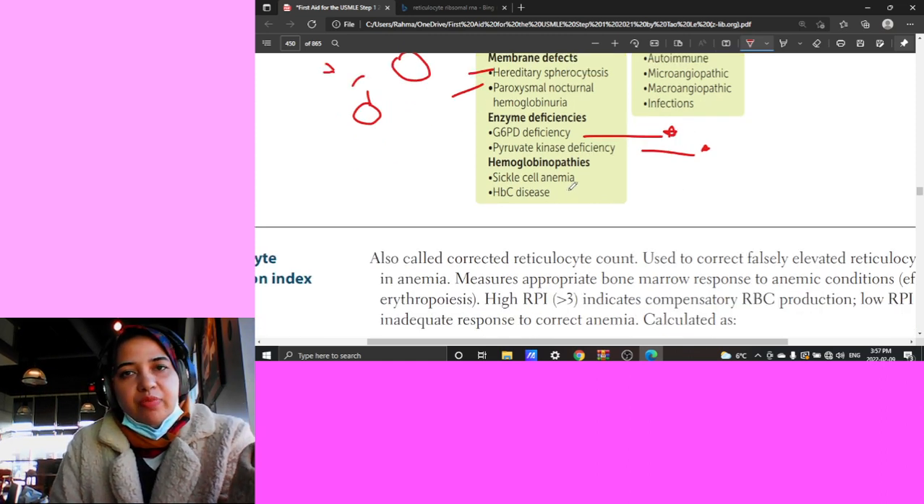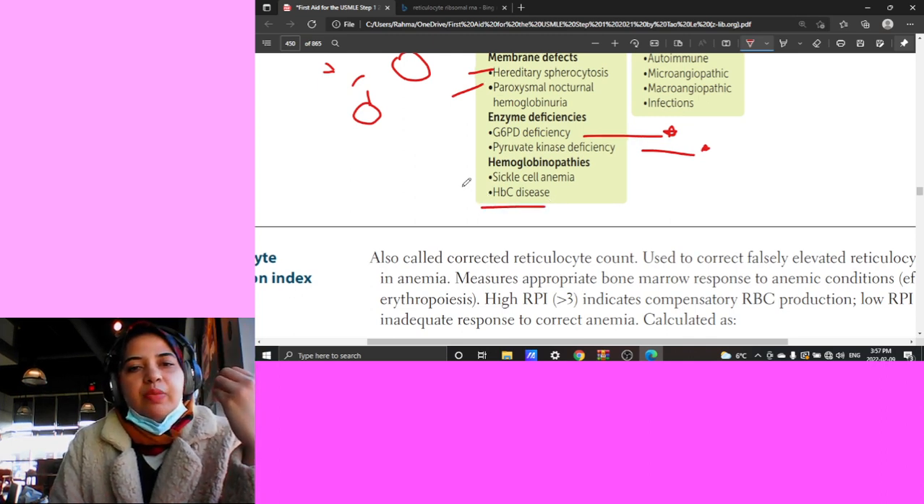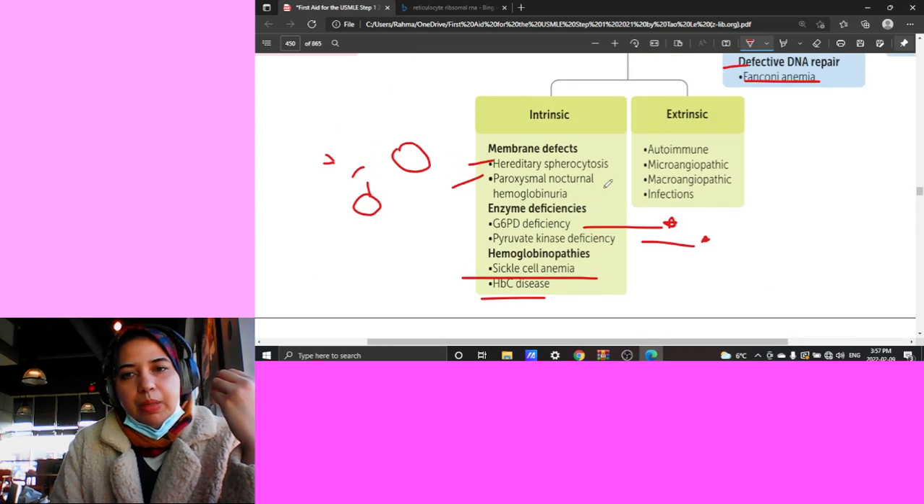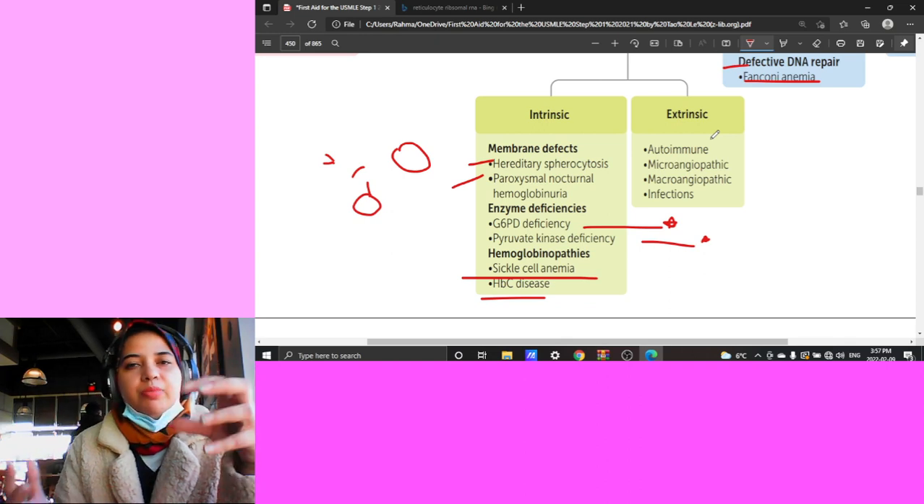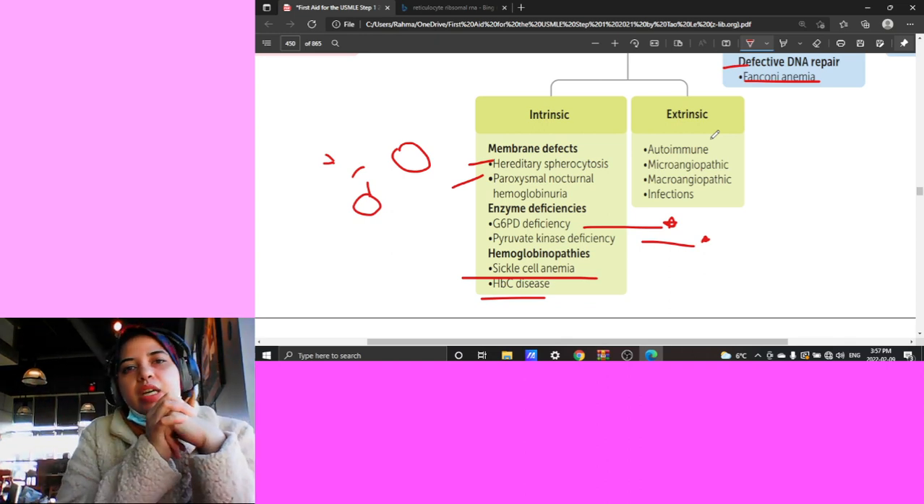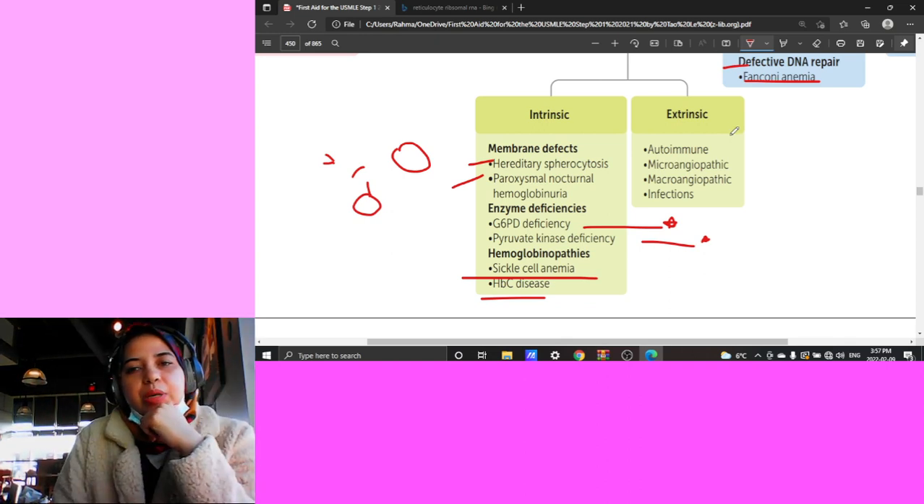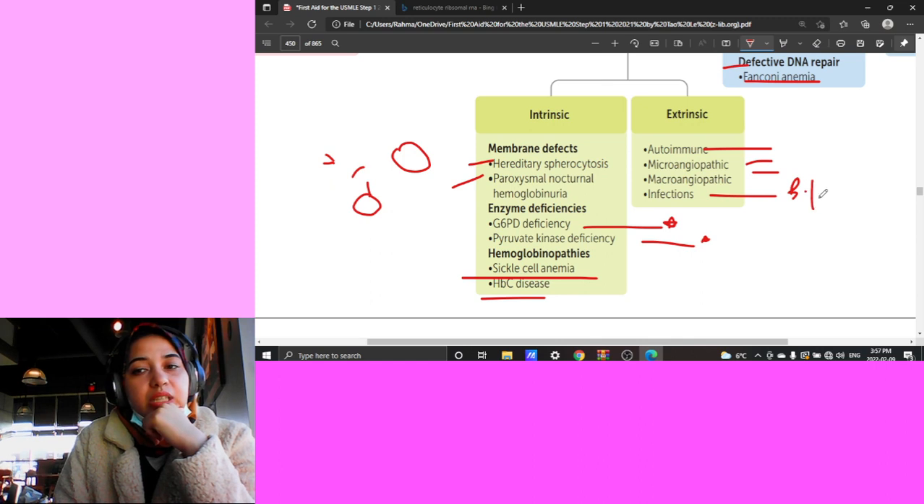Hemoglobinopathies are when the issue is my hemoglobin, which causes this RBC not to live long enough. So we have HbC disease and hemoglobin S, sickle cell. The extrinsic then is something external to the RBC. It's out of its control, but for some reason either the spleen is attacking it, and then you're getting this extrinsic anemia. It's either autoimmune, or microangiopathic, or macroangiopathic, or some kind of infection like parvovirus B19 that has a predilection for the erythrocytes and destroys them.